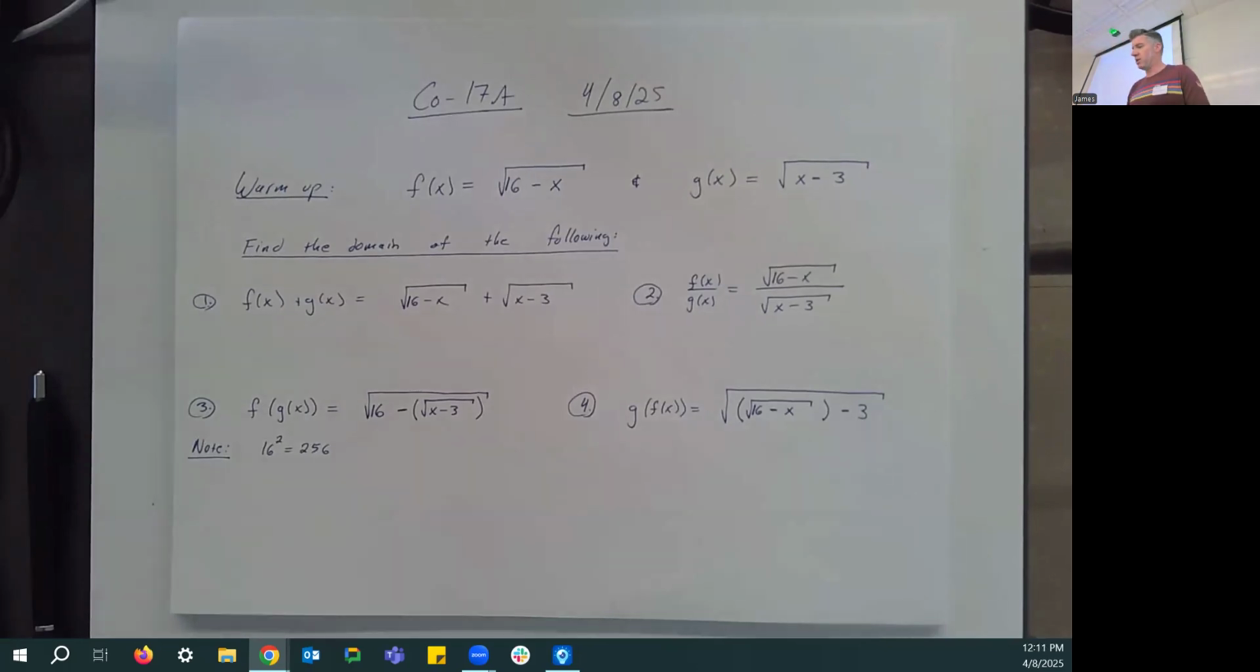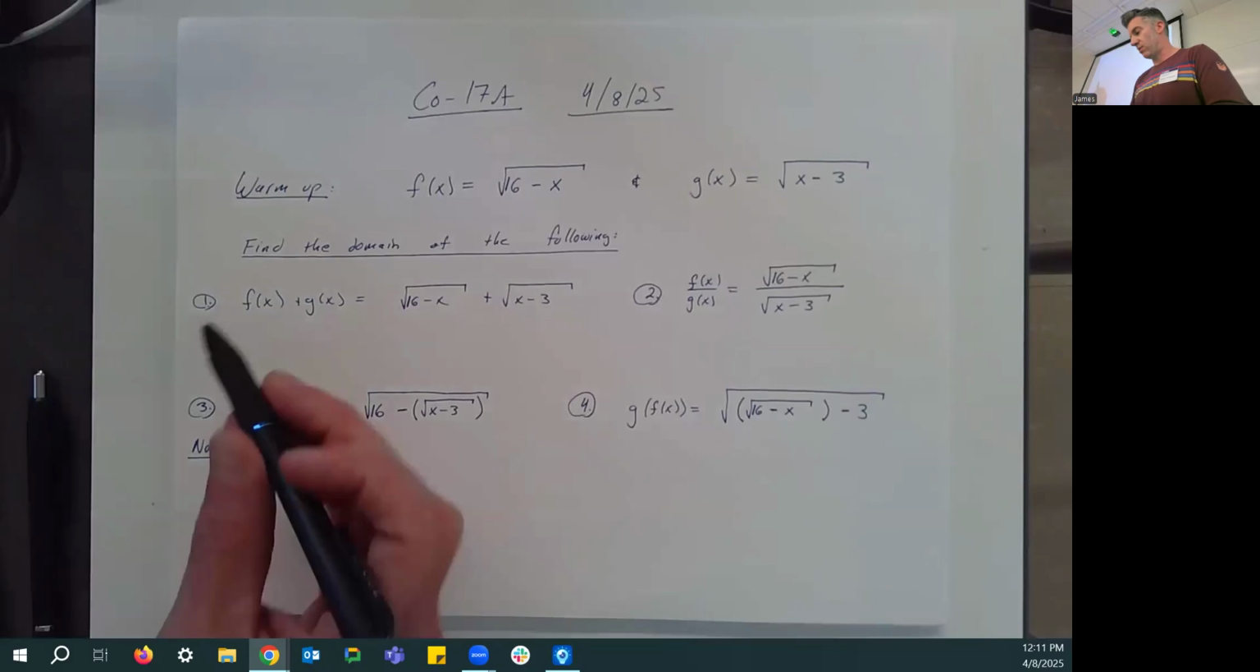So we got a couple functions here. f of x is equal to the square root of 16 minus x, and g of x is the square root of x minus 3. We're going to find some domains of, well, first f of x plus g of x.